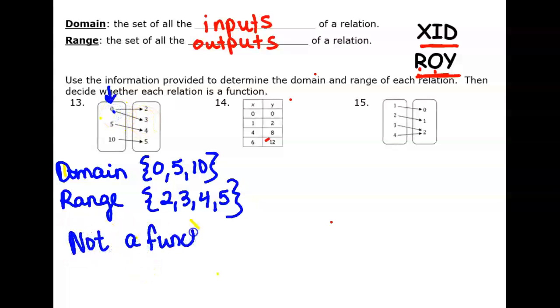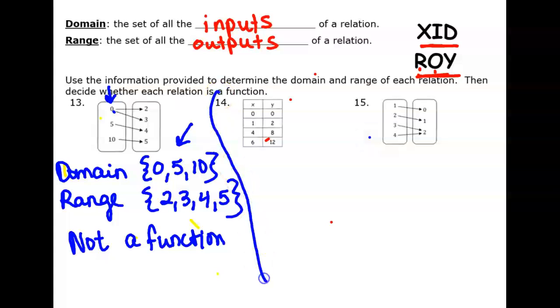When you list your domain and your range, you're going to put it in set notation, and you're going to make sure you don't duplicate any values. We like to call these elements of the set. We list them in ascending order, from least to greatest. So this is a set of different elements.